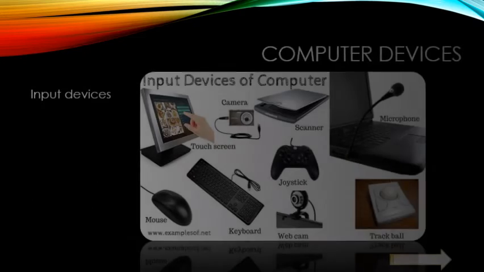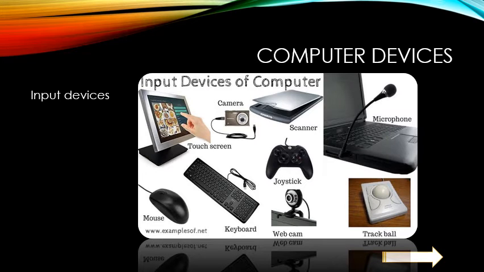The following are computer devices. Computer devices can be either input devices or output devices. So as we said, we have the input devices, we have the processing devices, and we have the output devices. These are examples of input devices: a camera, a scanner, a touch screen, a joystick, a microphone, a webcam, a trackball, a keyboard, and a mouse. All these can be used to input raw facts into the computer, which are data.